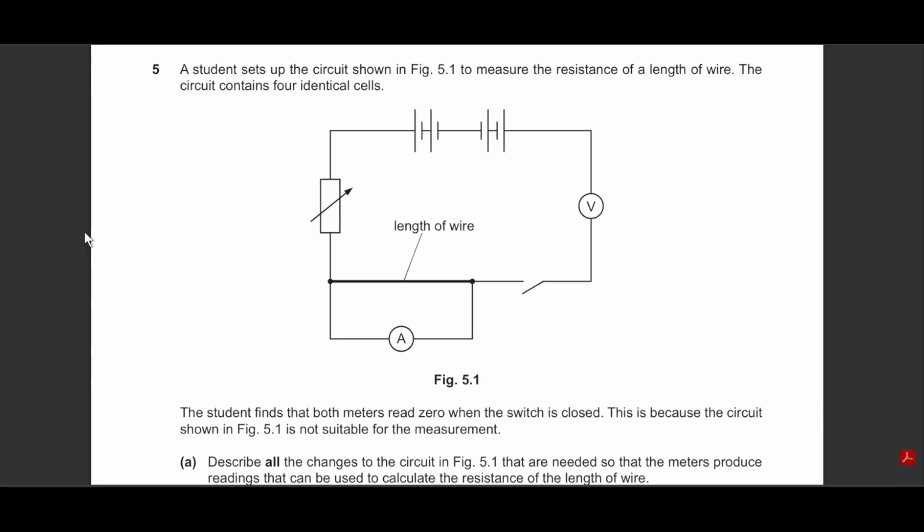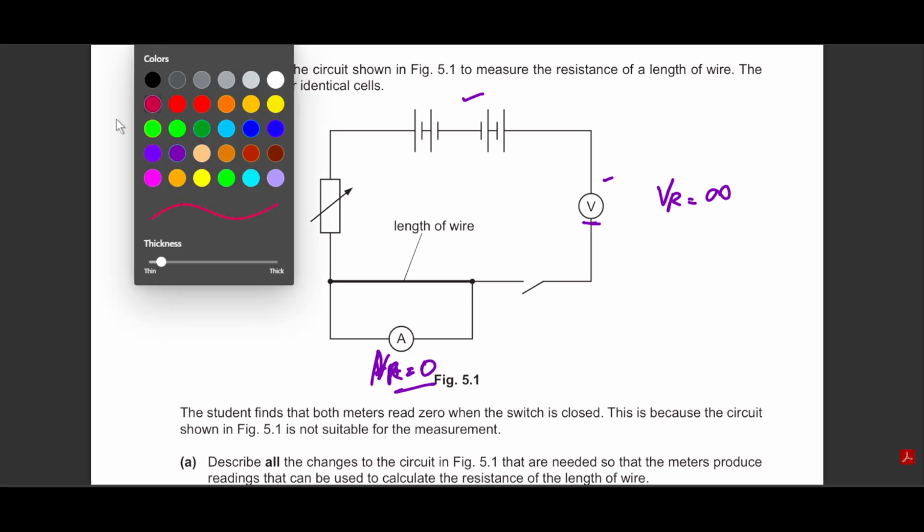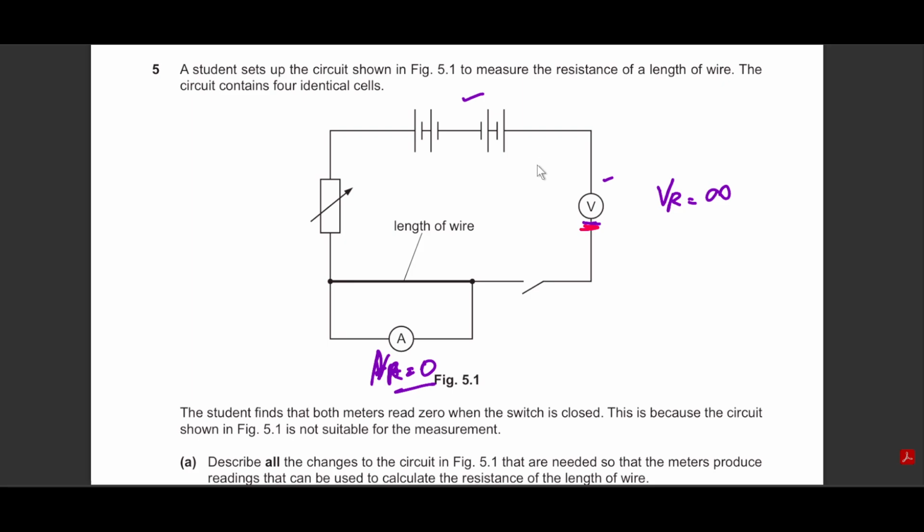Question 5. A length of wire with a variable resistor, cells in place, voltmeter. It looks like that they are connected. Yeah, this is wrong. This is also wrong, because the resistance of the voltmeter is infinite. It's very high. And the resistance of an ammeter, ammeter resistance is almost 0. If you connect this in parallel to something, it is going to cause a short circuit. And voltmeter in series means there is going to be no current at all because the resistance is too high.